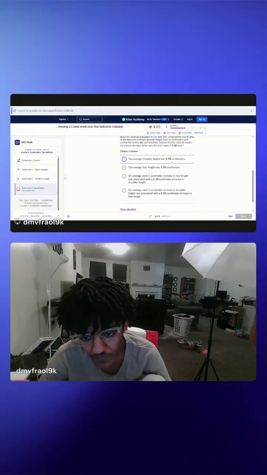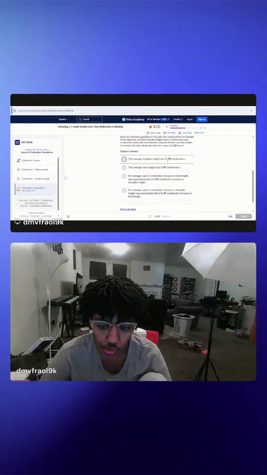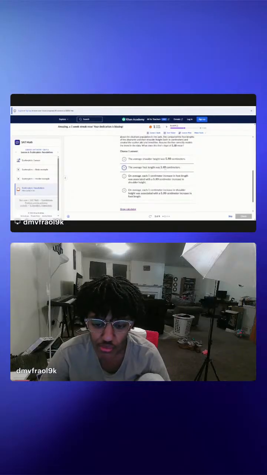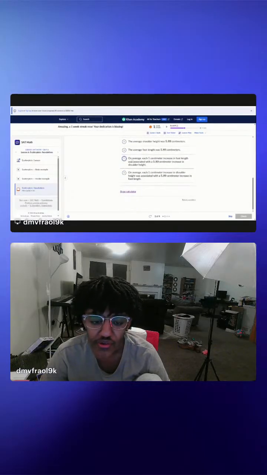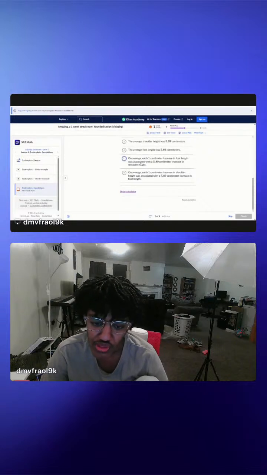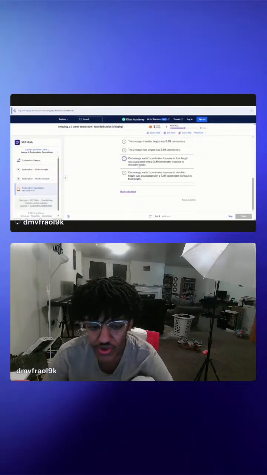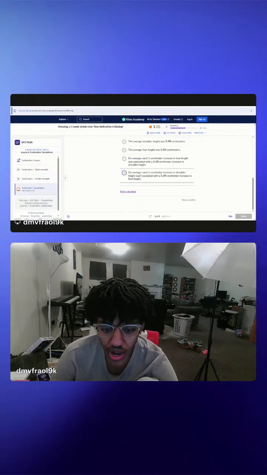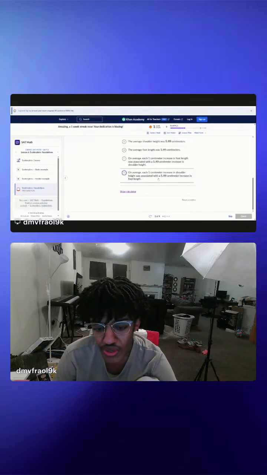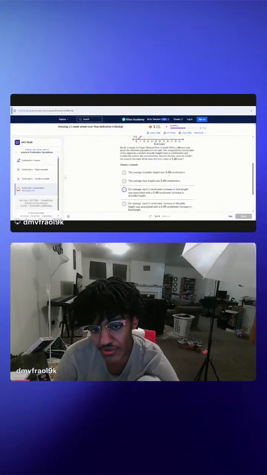The average shoulder height was 89 centimeters. The average shoulder height was 5.89 centimeters. The average foot length was 5.89 centimeters. On average, each 1 centimeter increase in foot length was associated with a 5.89 centimeter increase in height. On average, each 1 centimeter increase in shoulder height was associated with a 5.89 centimeter increase in length.